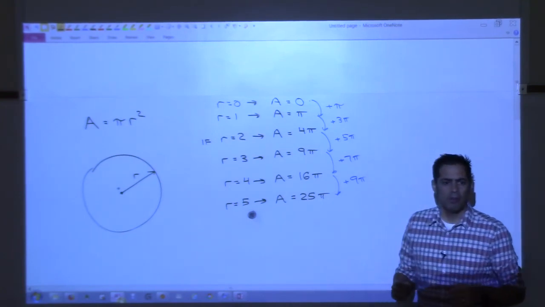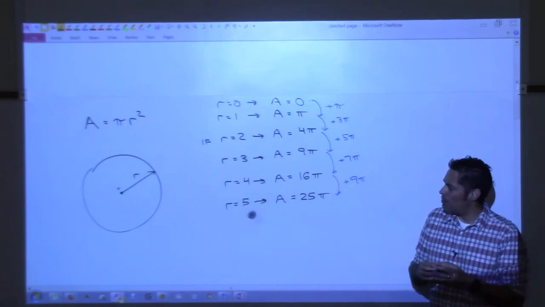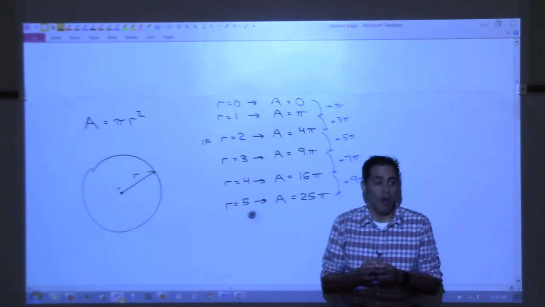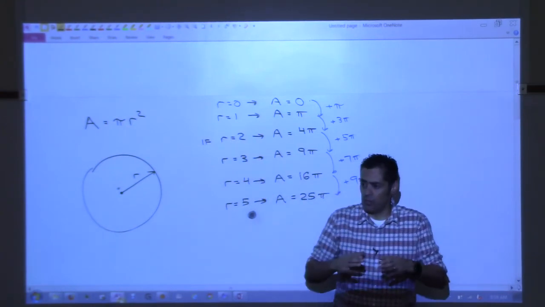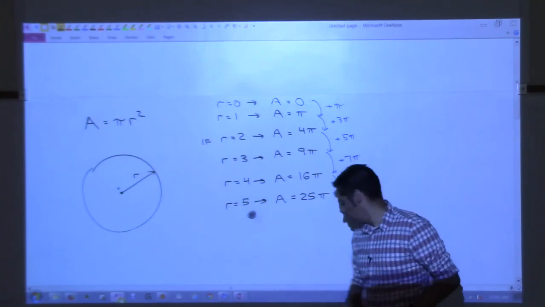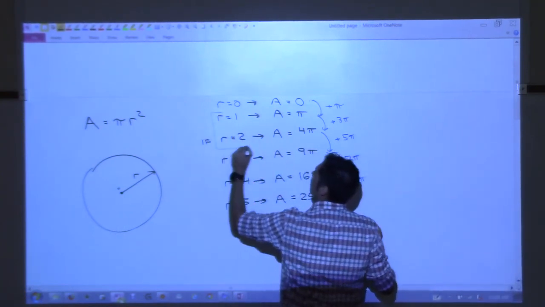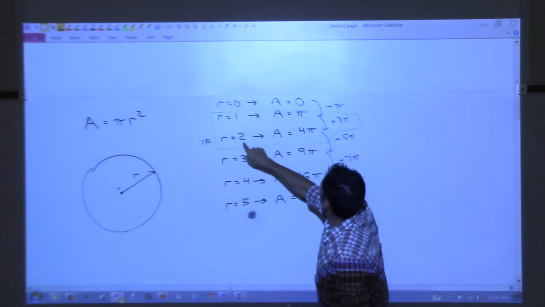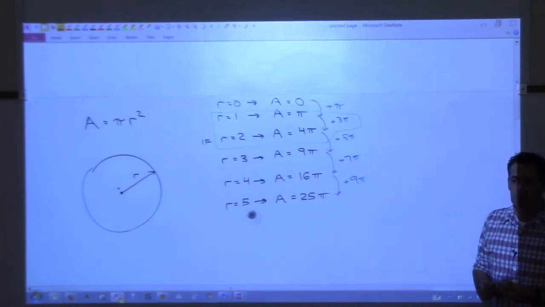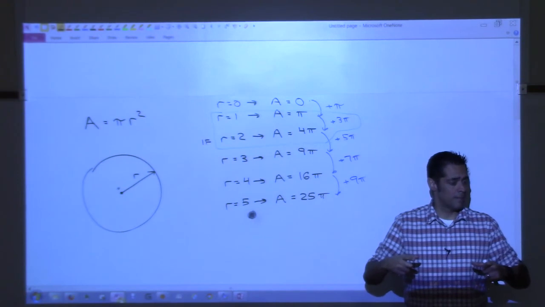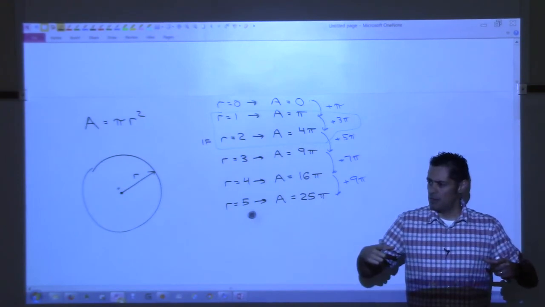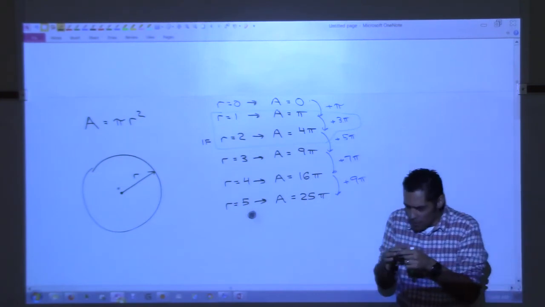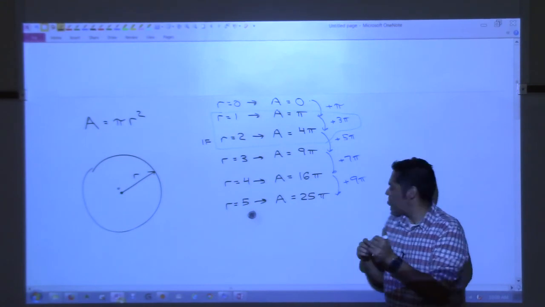Yeah? So what I want you to see is this. Let's say I'm sitting at a radius of 1, and I increase my radius to 2. The area is going to jump up by 3 pi. But what if I'm sitting at a radius of 20, and I jump it up to 21? My area is not going to go up by 3 pi, right? It's going to go up by a lot more. So just visualize this. You have a small circle. You increase the radius by 1. How much area did you add to that?